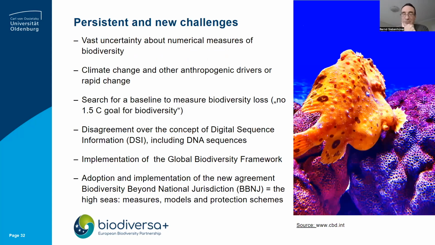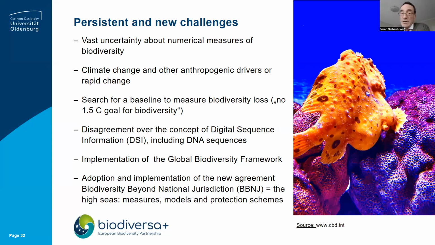Yeah. So, by way of outlook, what are maybe persistent and what are new challenges? I already mentioned the ocean and marine biodiversity as such. There is still this question of numerical measures. The idea is that we find something and we could develop an agreed upon index, or at least a number of species or species loss. There is climate change, which complicates the matter even more. Of course, that's a big driver for species loss, as we all know, but how to quantify and how to prove that? Colleagues just published a paper in Nature Ecology and Evolution on that there will not be such a thing as the 1.5 degree target or goal for biodiversity, because biodiversity is something that changes all the time, and it's very difficult to develop a baseline under changing framework conditions.